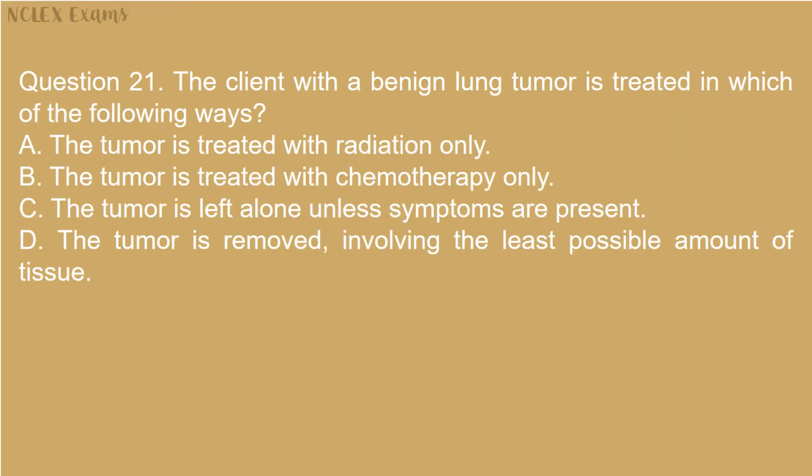Question 21. The client with a benign lung tumor is treated in which of the following ways? A. The tumor is treated with radiation only. B. The tumor is treated with chemotherapy only. C. The tumor is left alone unless symptoms are present. D. The tumor is removed, involving the least possible amount of tissue.